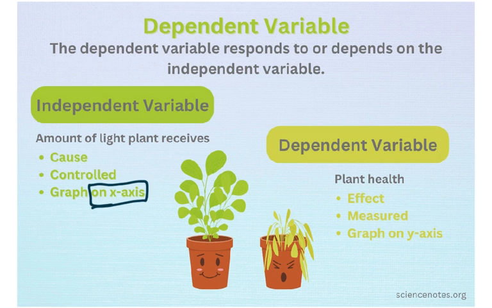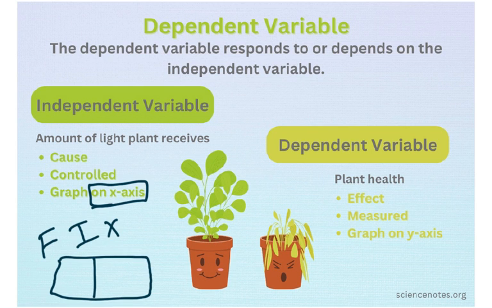That is why I always say the mnemonic for this is FIX. If you have a table, in the first column, you always put the independent variable. So light intensity would go here. And this was always plotted on the x-axis. The dependent variable is the effect. How are you going to measure? The length of the stem or the number of leaves, or you're going to measure it in some way. And the dependent variable is always plotted on the y-axis.